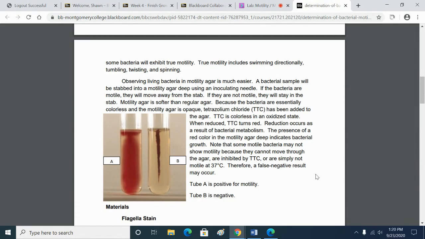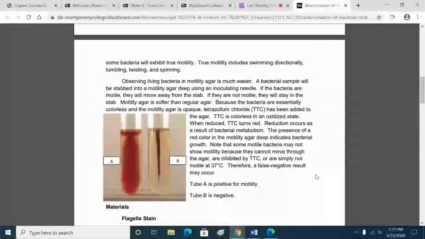But you take that inoculating needle and you remove some bacteria from an agar slant, and then you very carefully stab the motility agar deep. And so the idea here is that you want to go straight down into the agar and then come straight back out. But the key thing is just to come out the same way you went in. If you go in at an angle, just come back out at that same angle. But you want to have a neat, clean stab. And the reason why, we're trying to see if the bacteria can move away from that stab. So that's why you need a neat, clean stab.